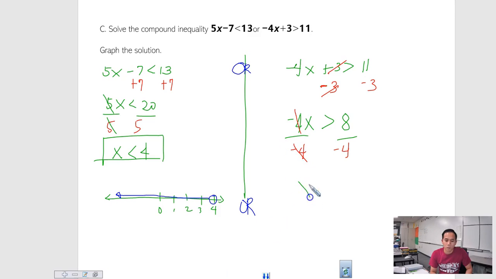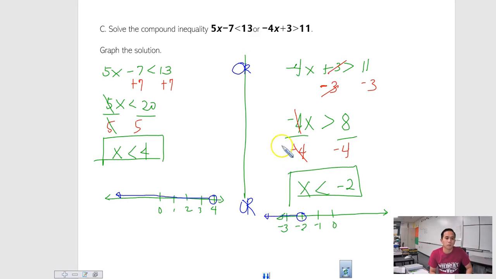So x is now less than negative 2. All right, so if I'm going to graph that, let us say that is 0, and then this is negative 1, negative 2, negative 3. So negative 2 is here. They made use of an open circle at negative 2, and it goes to the left also.